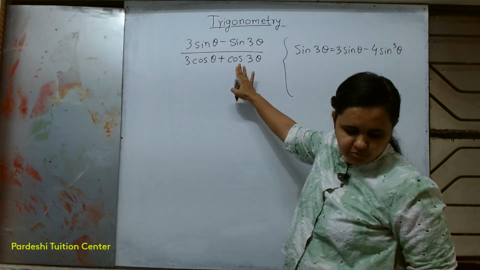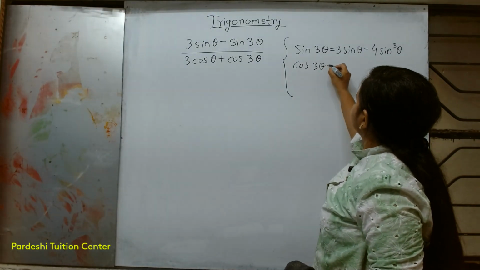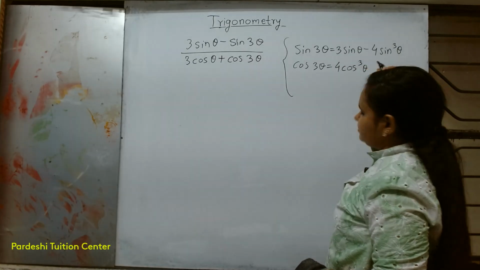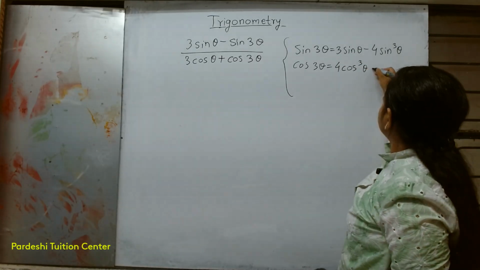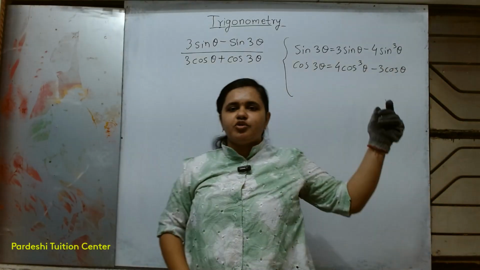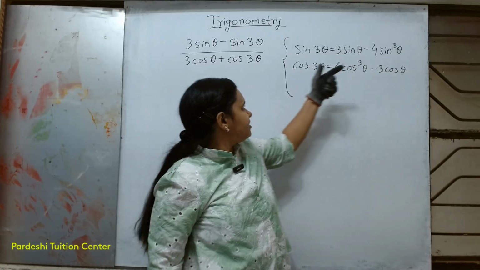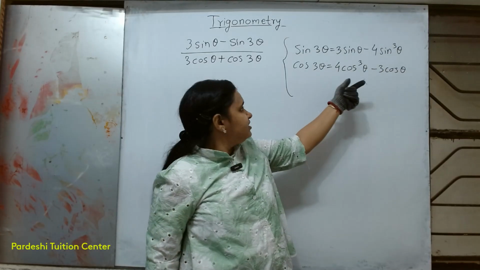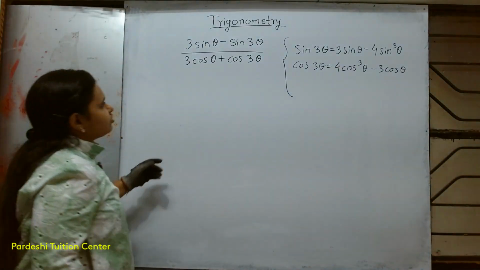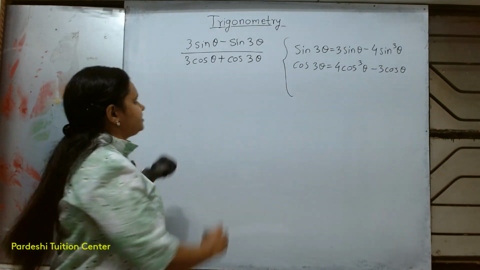So the formula for cos 3 theta was 4 cos cube theta minus 3 cos theta. We have written these formulas. Sin 3 theta equals 3 sin theta minus 4 sin cube theta, and cos 3 theta was 4 cos cube theta minus 3 cos theta. Okay. So we will just put in the values of sin 3 theta and cos 3 theta.